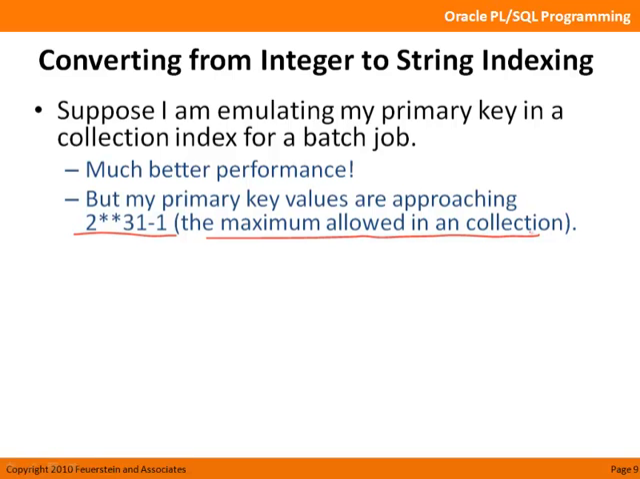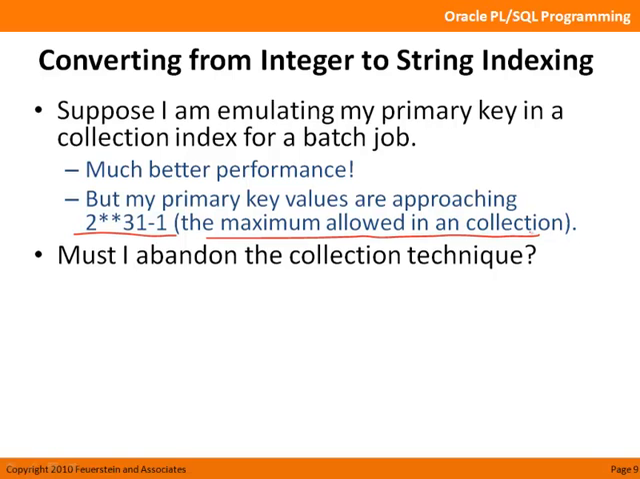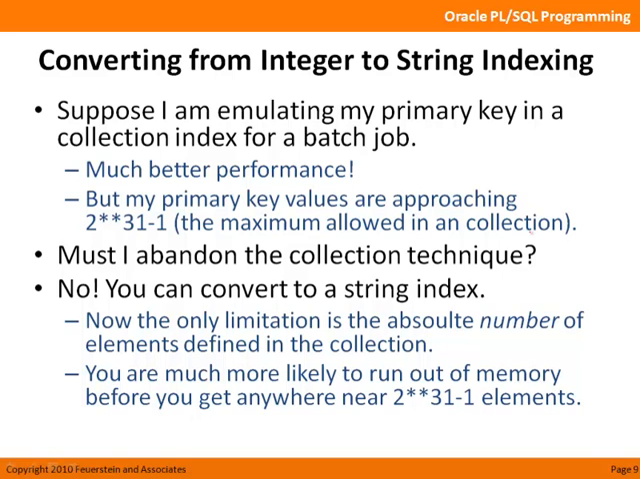So, if I have an integer index, as soon as I hit that limit, I'm going to run into a problem. I'm going to get errors from Oracle. And the question is, do I have to abandon this entire technique, throw out the collection, go back to querying all my rows and endure all the overhead slowing down my batch job? And the answer is no. You don't have to do that. What you can do is simply convert to a string index.